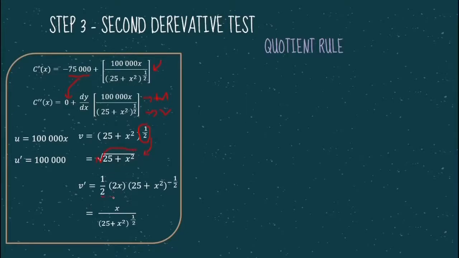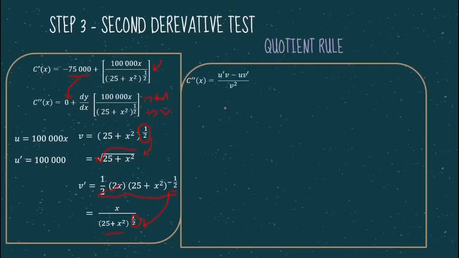over 2 multiplied by 2x multiplied by (25 plus x squared) to the power of negative 1 over 2, and we can rewrite it like this because the power of negative 1 over 2 will become positive when it is at the denominator, and here the 2 we can cancel out, so it will be the final answer for v prime.